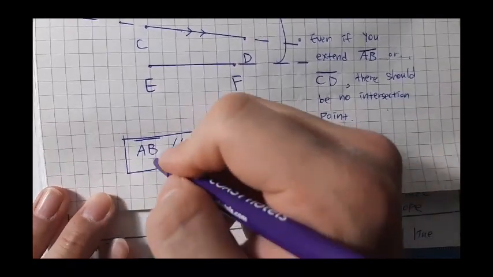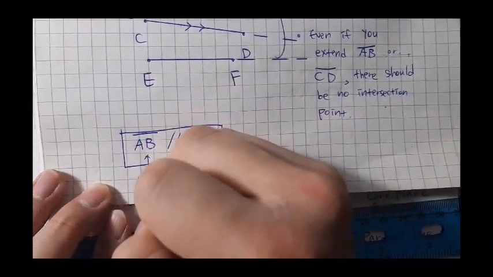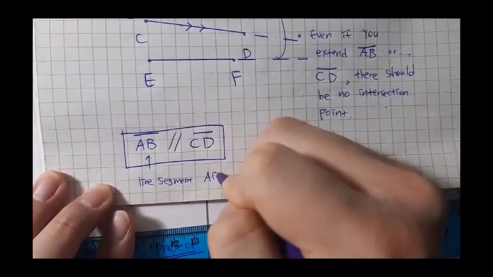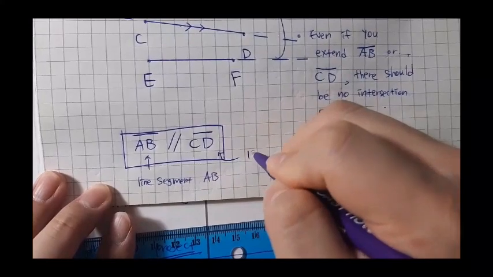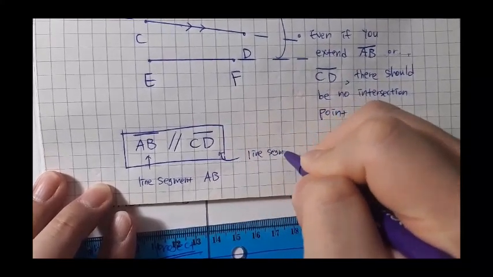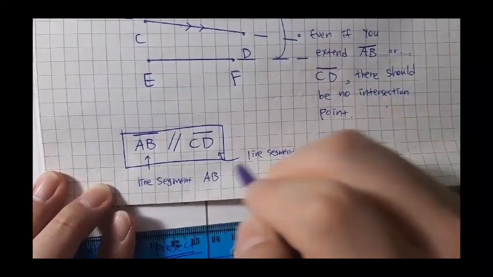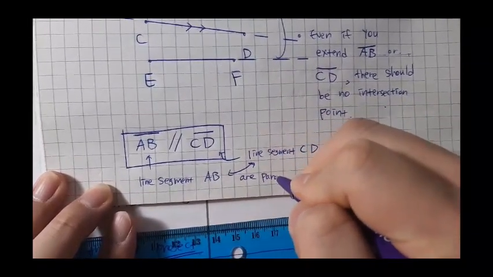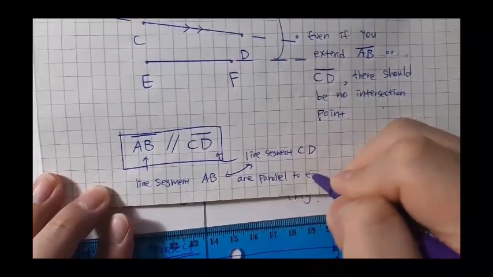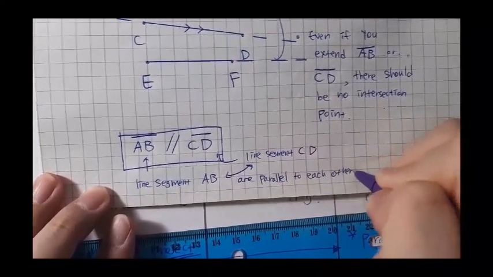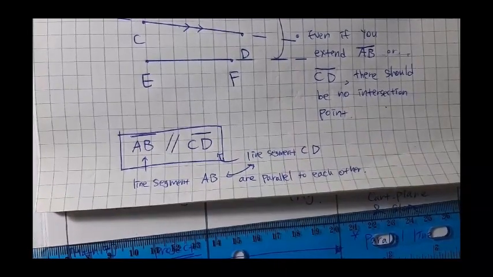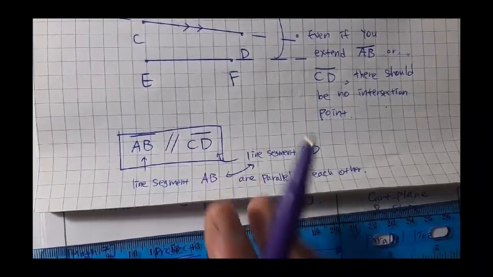That means if I write it down in sentences, line segment AB and line segment CD, these two are parallel to each other. That's the conclusion of this statement. So have that in your mind. You need to be familiar with this situation.